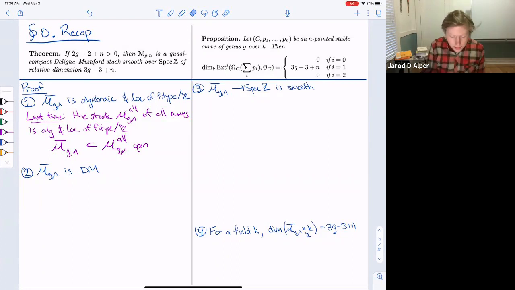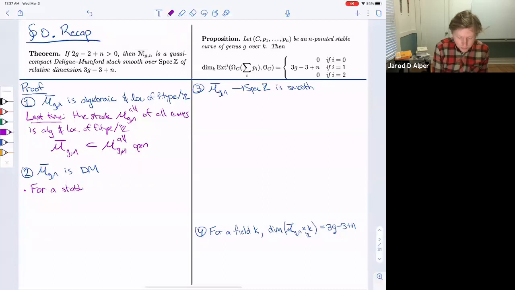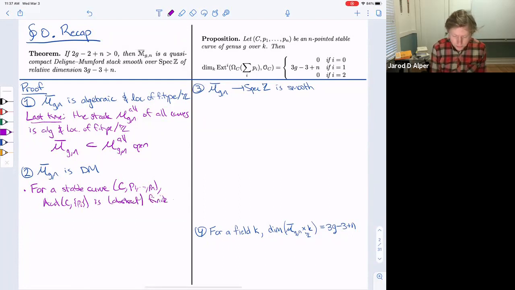Great. So once it's algebraic, then to conclude that it's Deligne-Mumford, we need to know that for an n-pointed stable curve, the abstract automorphism group is a finite group. That we know, that was even one of the equivalent characterizations of what stable means for a nodal curve. But we need to know more than just that it's an abstract finite group. We need to know that the group scheme is a finite and reduced group scheme.